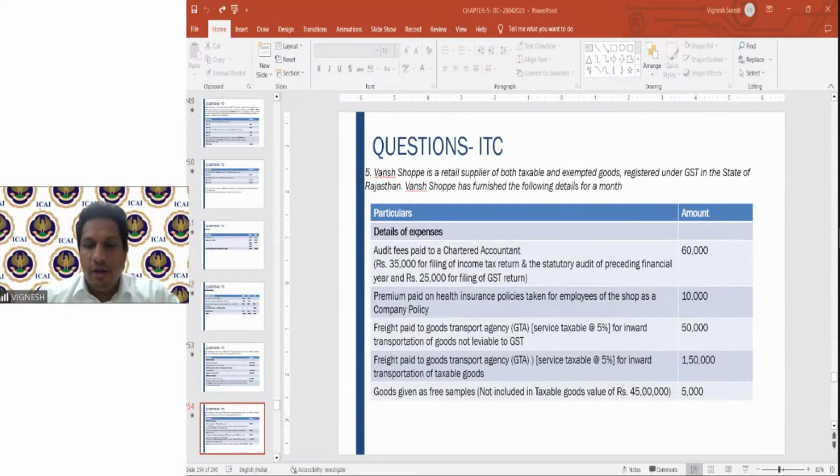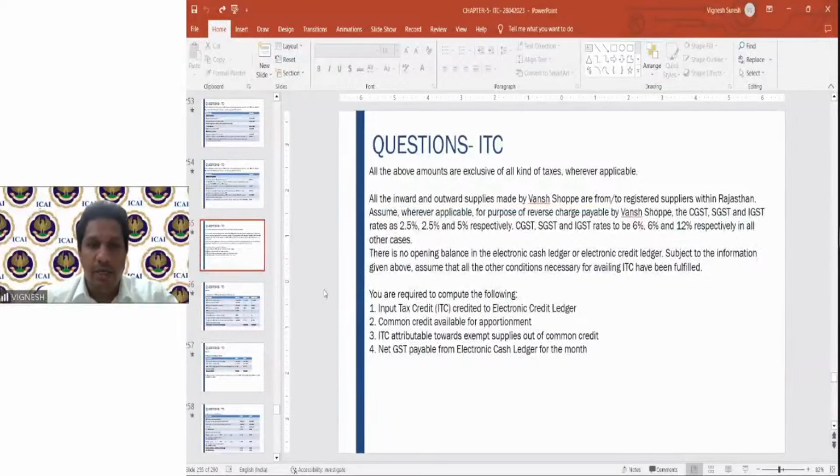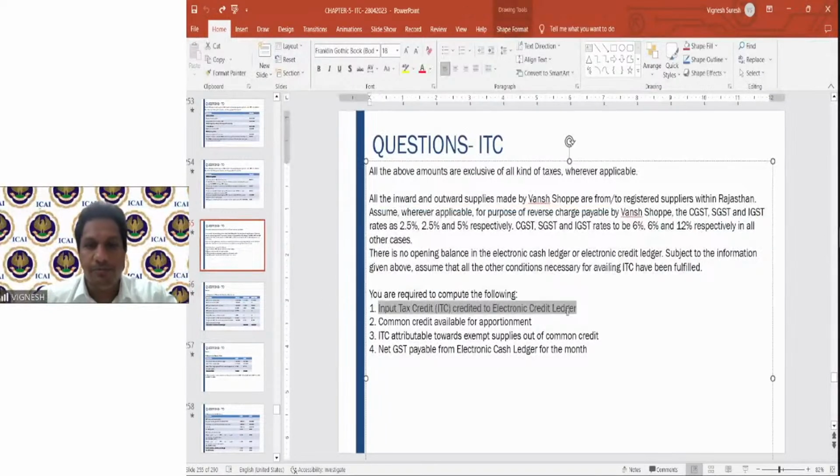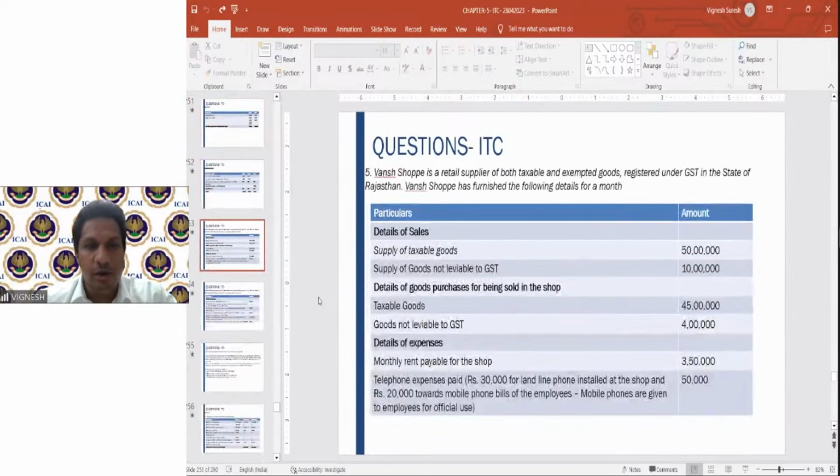So first question, what is it asking? If you see, what is the ITC credited to the electronic credit ledger? This is the first question. So we have to look at all the expenses here.